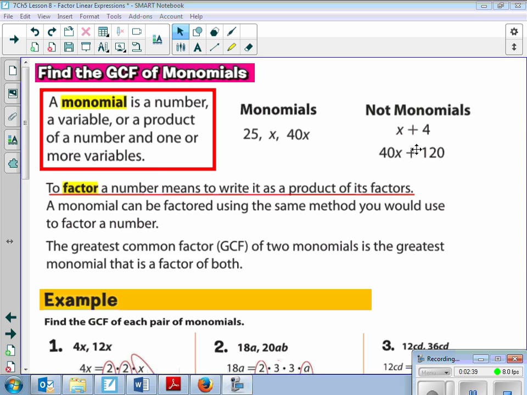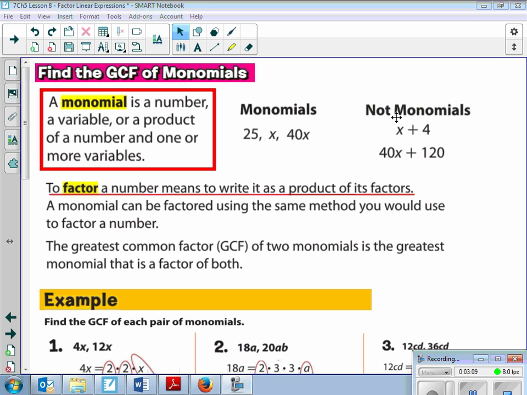These are examples of a monomial. Here, there's a number, 25. That is a monomial. Mono means 1, right? X, there's the variable. Or a product of a number and one or more variables. So here, this is 40x. That is also a monomial. If I had 40xy, that would still be a monomial because it's all multiplication.